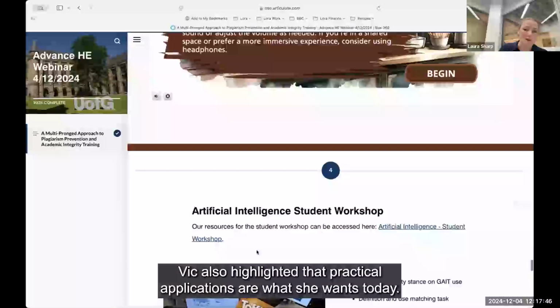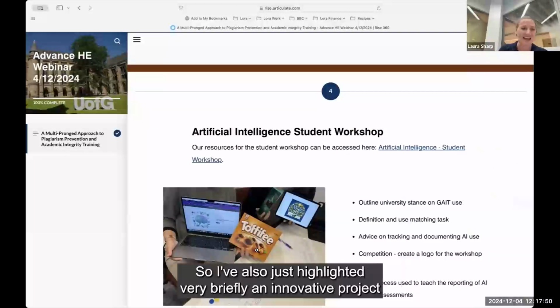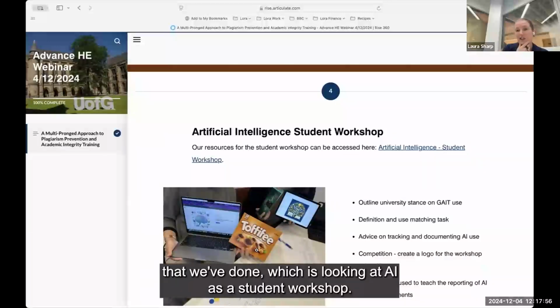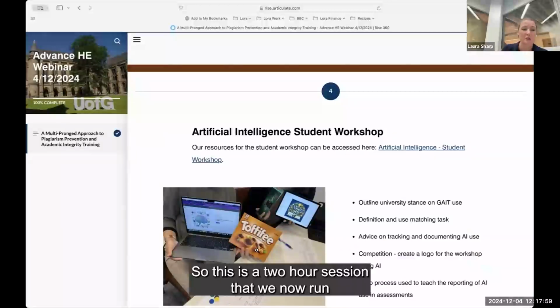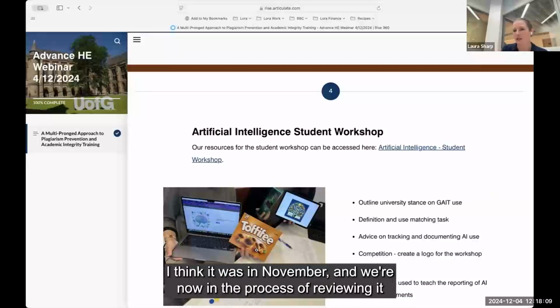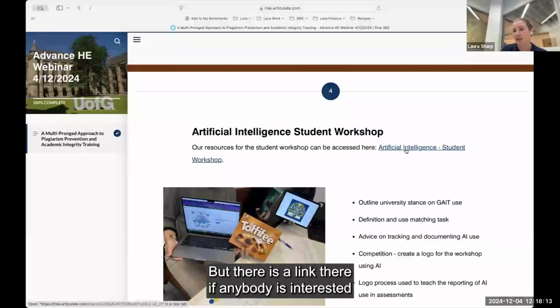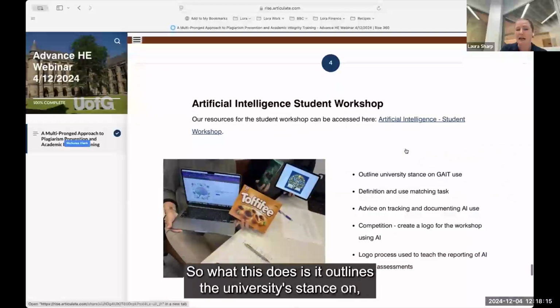Okay. Vic also highlighted that practical applications are what she wants to do. So I've also just highlighted very briefly an innovative project that we've done, which is looking at AI as a student workshop. So this is a 2-hour session that we now run with our students. We've run this, I think it was in November, and we're now in the process of reviewing it to refine it further. But there is a link there if anybody's interested in seeing the different things that we're doing.